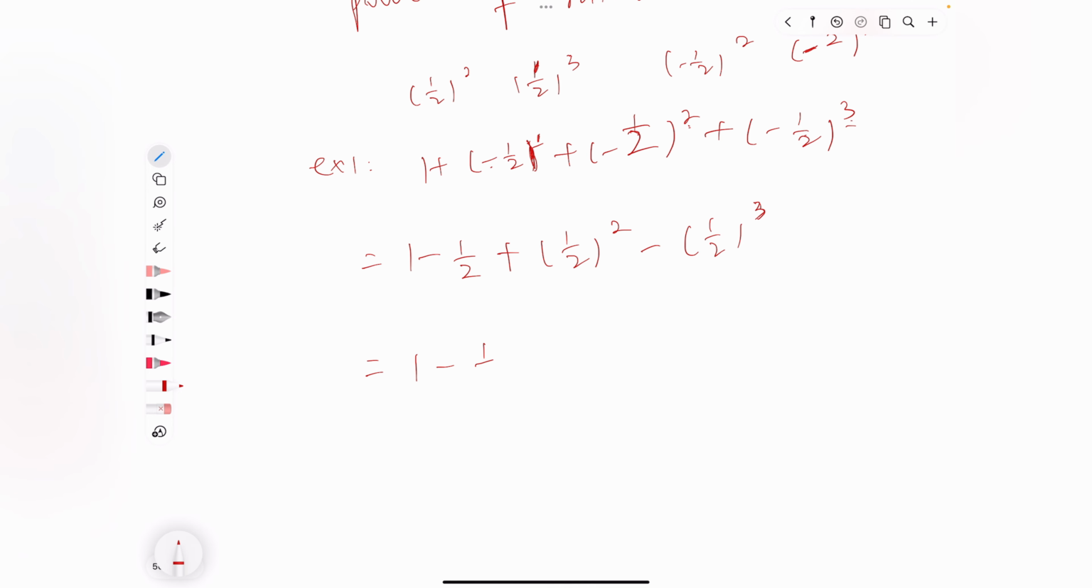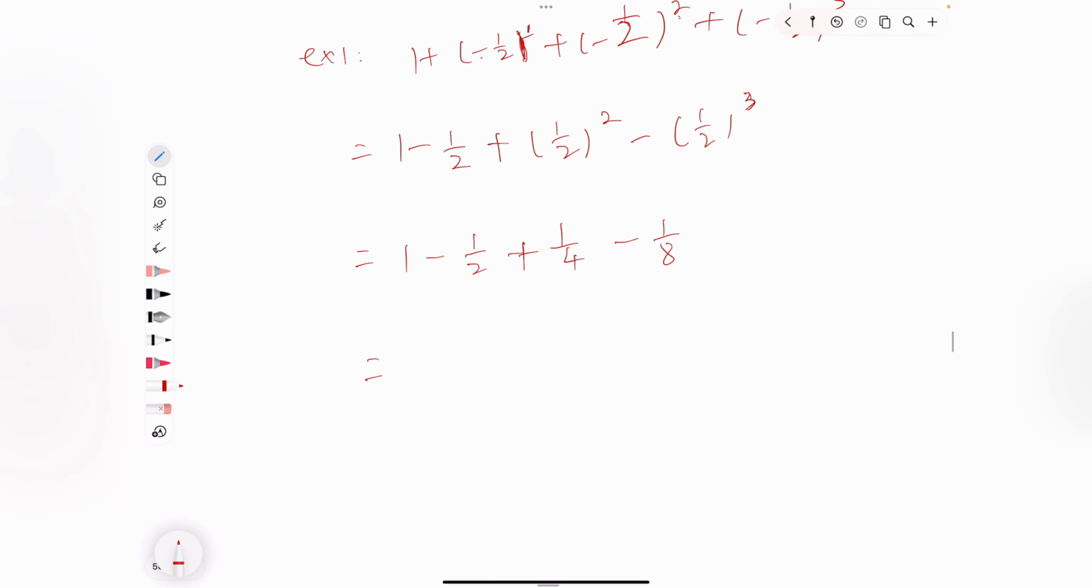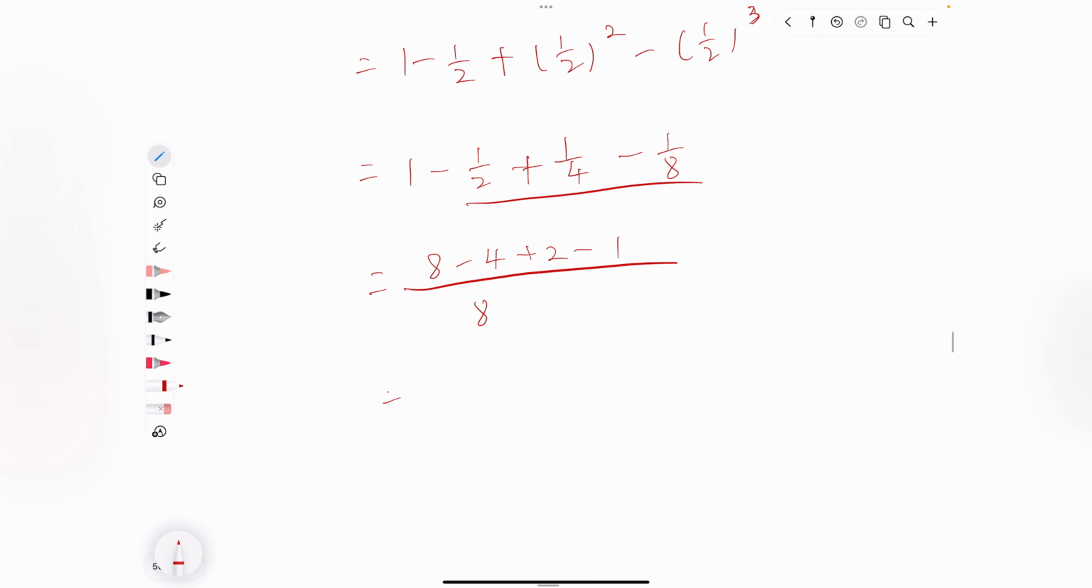This will give us 1 minus half plus 1 over 4 minus 1 over 8. Then we find the LCD for the denominator. That will be 8. On the top, we have 8 minus 4 plus 2 minus 1. That will give us 5 over 8.